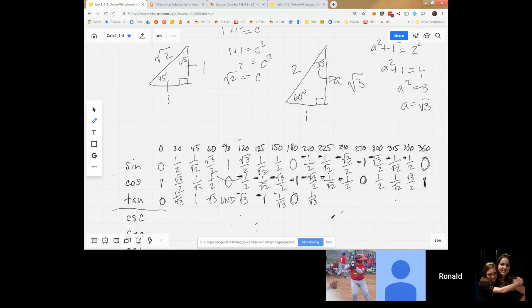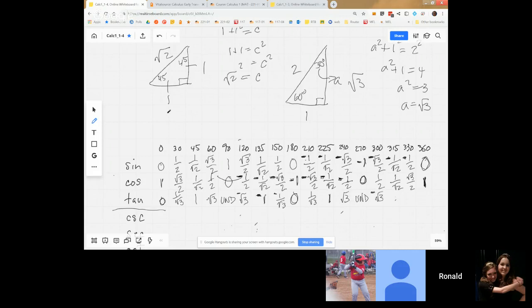225, that's a 1. And because we're in the third quadrant, positive. 240 is a 60-degree angle. Tangent of 60 is square root 3. And then finally at 270, we're undefined again. All right, 300 degrees. We are now 60 degrees from the x-axis, so that's going to be square root 3. But because we're down in the fourth quadrant, that's got to be a negative.